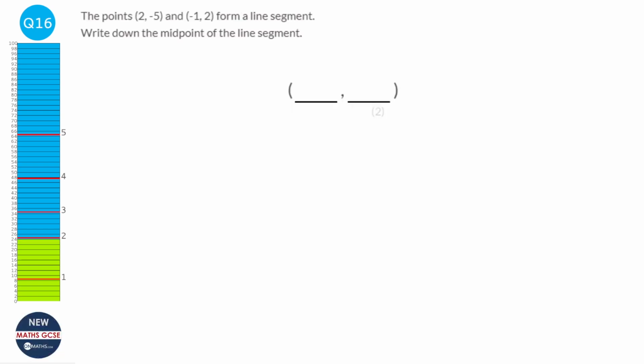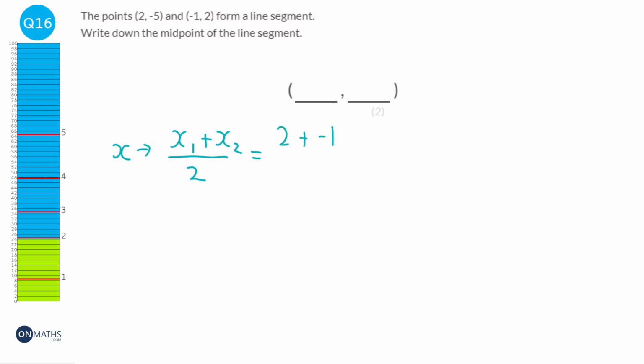To find the midpoint, we can use this simple formula. We're going to start off by finding the midpoint for the x component. The formula is just adding the two x coordinates and dividing by 2. So we've got 2 plus minus 1, divided by 2. And that's going to be 1/2 or 0.5.